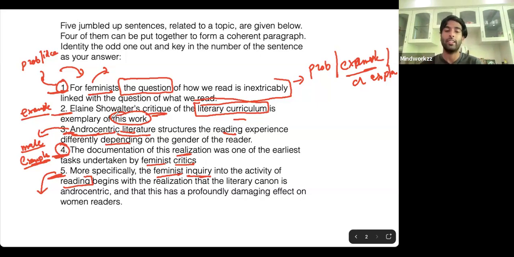That is what it is trying to say. Sentence 1 and 5 are linked directly together. Is this part clear to all of you? Because it is trying to expand on what is being referenced in the first question. So the first statement is trying to give you an idea that for feminists, the question of how they read is directly linked with the question of what we read.